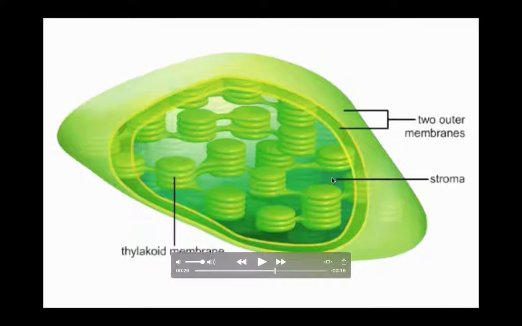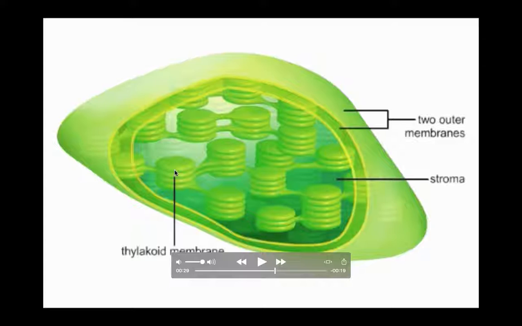This stroma is the term that means the fluid inside of the chloroplast. And all of these little things that look like a stack of pennies, the individual penny would be a thylakoid disc, and another thylakoid disc, and another thylakoid disc. And what makes up the surface of that penny, that's called our thylakoid membrane.